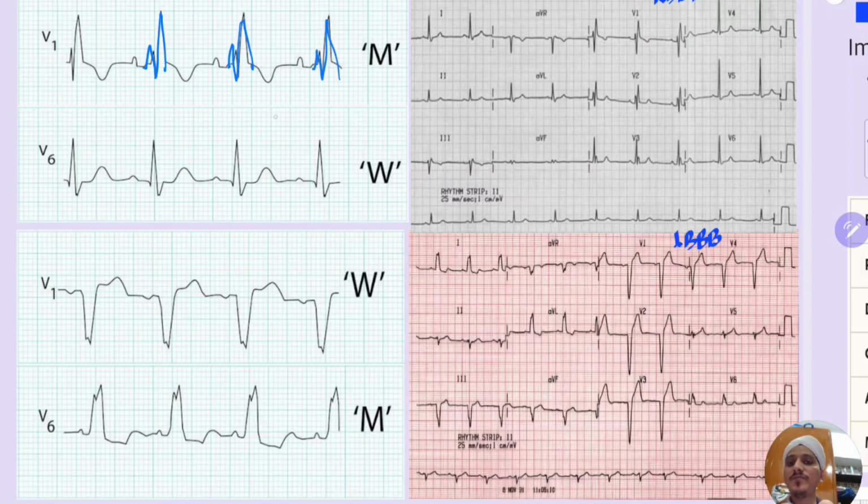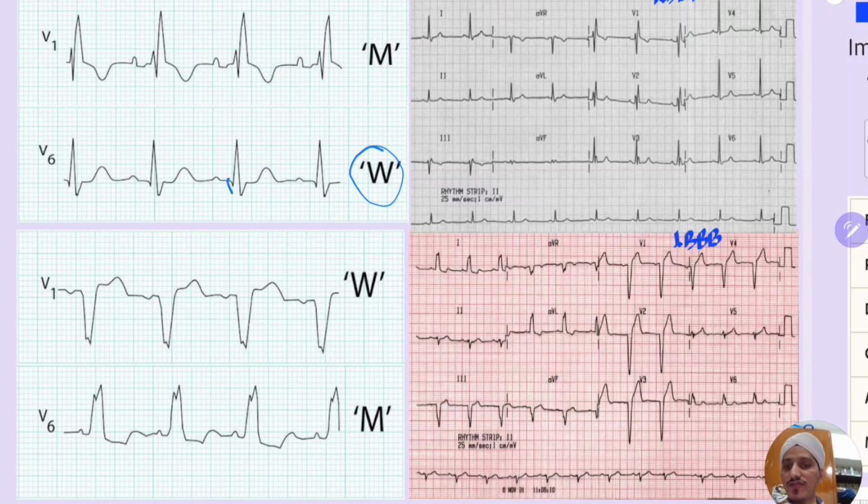And remember, in this M, the first R should be smaller than the next R. If it is like this, this is a characteristic feature of ventricular tachycardia. So it is not like this in RBBB. It is small r, S, and big R dash. So it is M. Similarly, you can see W pattern here.